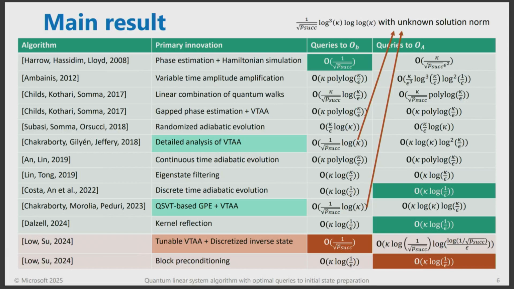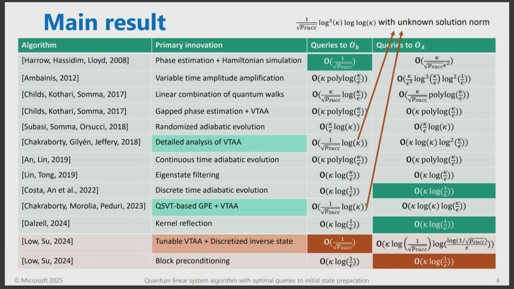So if we don't know the solution norm, then the VTAA algorithm becomes more complicated. We need to use that to estimate the solution norm. And I have a complexity expression quoted on the top of the slides. It has additional overhead, and presumably the constant prefactor is also larger.